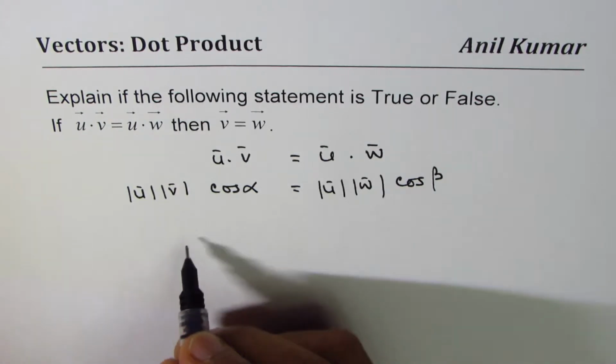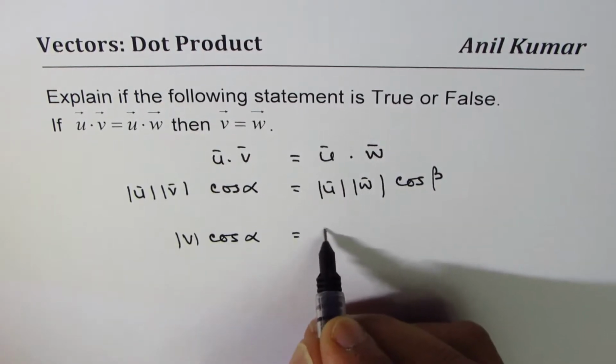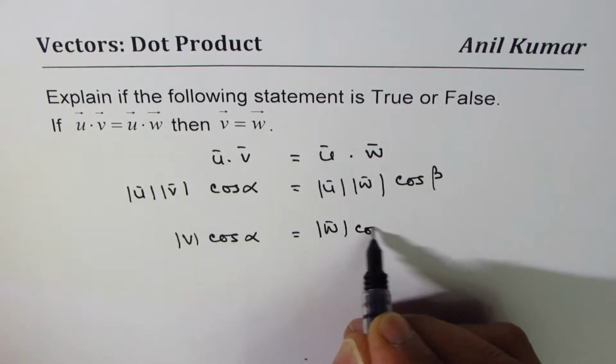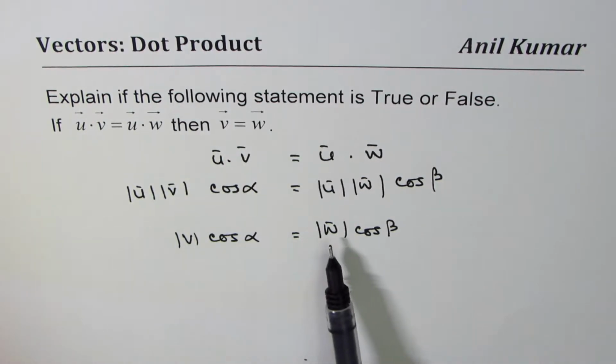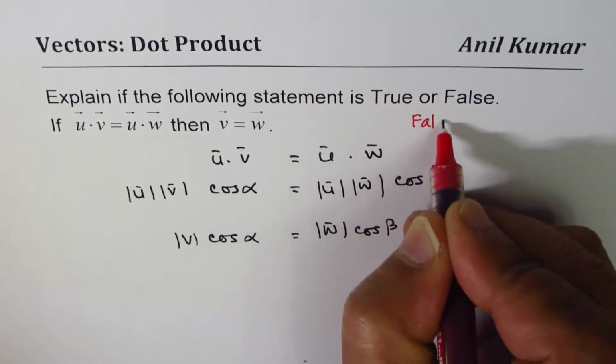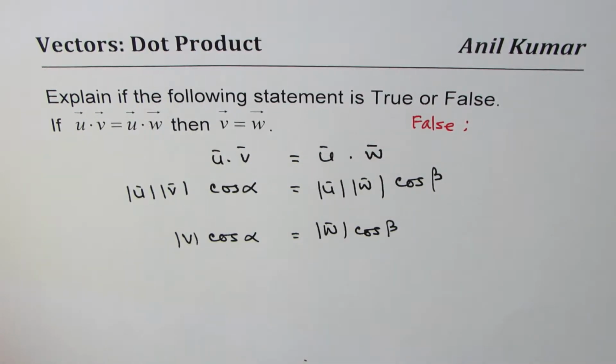Now solving this equation clearly indicates that magnitude of v times cos of alpha is equal to magnitude of w times cos of beta. Do you see that? So that's what it means. It does not necessarily mean that v is equal to w. V can be equal to w only if alpha and beta are the same. So we say this statement is false. It is true only if the two angles are equal. You understand? So that is how we can actually prove it.